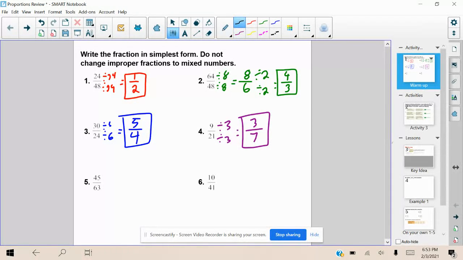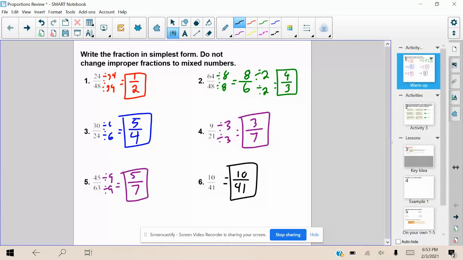All right, we are almost there. 45 and 63. This one's a toughie. Let's see what happens if we divide by 9. See, 45 divided by 9 is 5. 63 divided by 9 is 7. And lastly, we have 10 and 41. I'm trying to think, are there any factors that we can divide 10 and 41 by except for 1? Nope, that's it. We can only keep it as 10 over 41 because that's a simplified form. We cannot divide 41. 41 is a prime number. The only factors of 41 are 1 and 41.